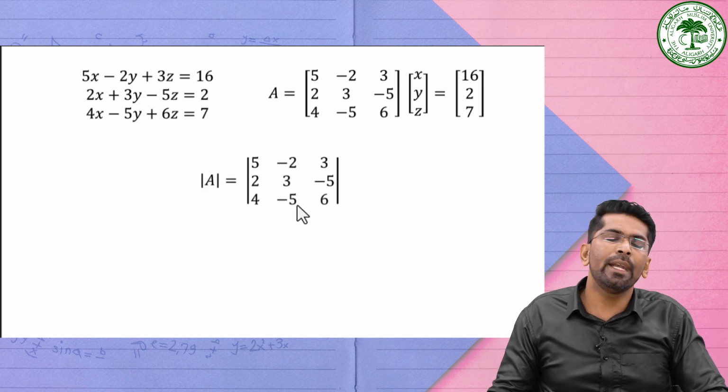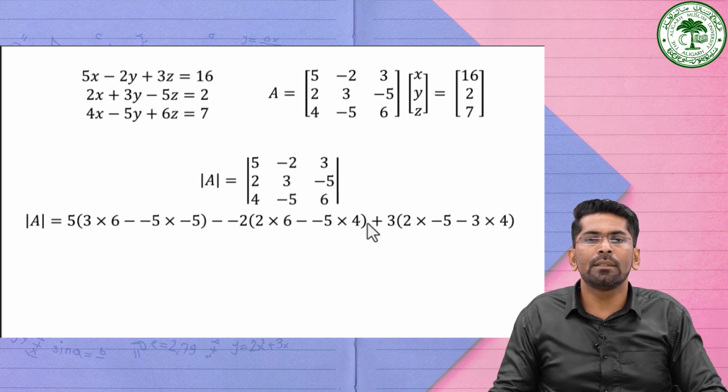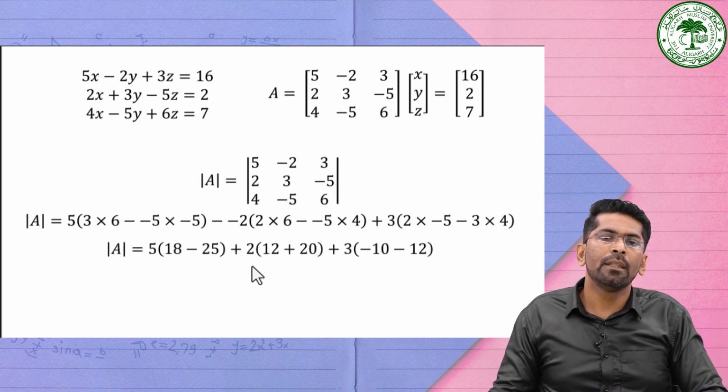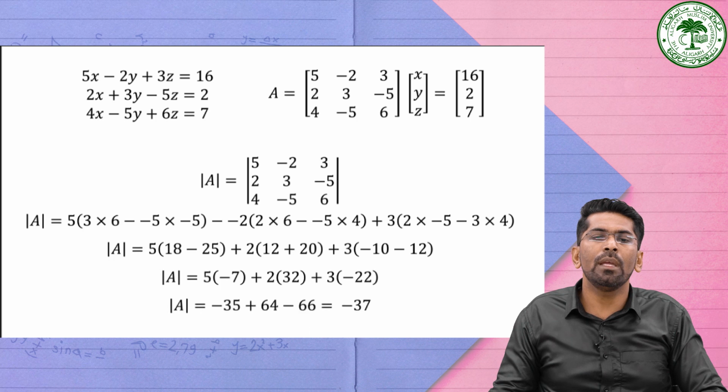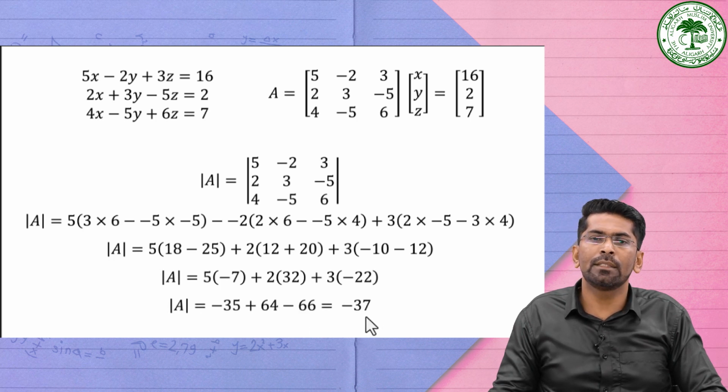If you go for finding the determinant value here, then it will become: first element, 3, into crossing the concerned row and column, 6 minus minus 5 into 5, minus minus 2 into 2 into 6 minus minus 5 into 4, plus 3 into 2 into minus 5 minus 3 into 4. If you simplify it, the determinant value will be equal to minus 37. The determinant value here is minus 37.